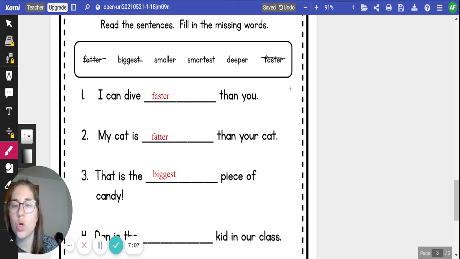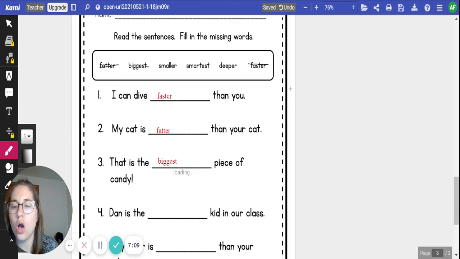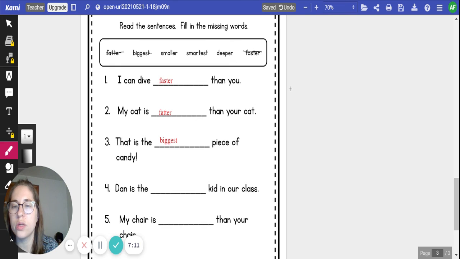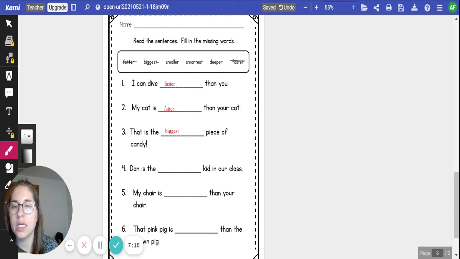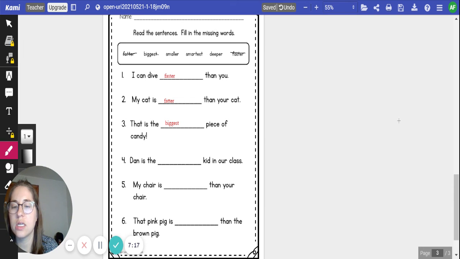We have 3 more I'd like you to do on your own. Number 4 says Dan is the blank kid in our class. Number 5, my chair is blank than your chair. And number 6, that pink pig is blank than the brown pig. Go ahead, pause the video and click play whenever you're ready to review them.